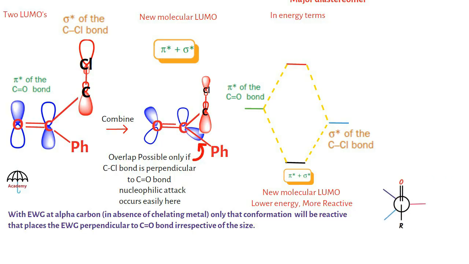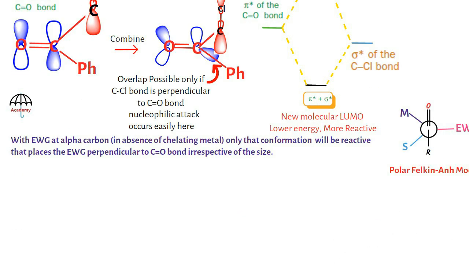Thus, the major diastereomer will be formed from the reactive conformation, having electron withdrawing group here perpendicular to carbonyl group, small group here and medium group here. This is the polar Felkin-Anh model.